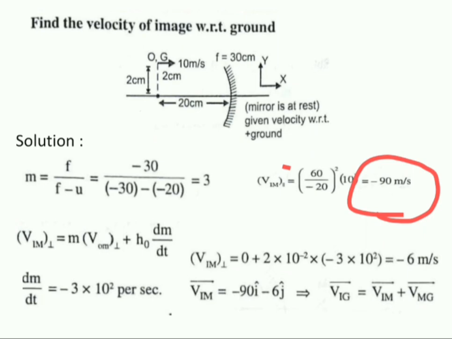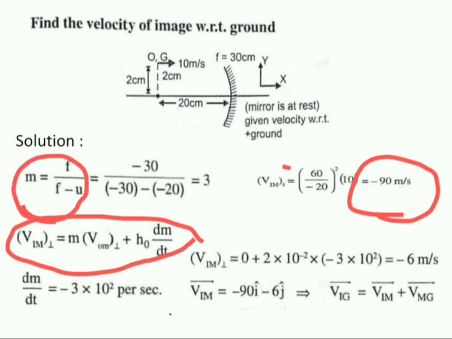Now for the y component. When you are going for the y component, the object is not on the principal axis. It is at a height of 2 centimeter from the principal axis. So what should be the value of h naught? The value of h naught is 2 centimeter. So h naught value we know, m value is 3. Now I am making use of this formula. I told you to calculate this value of dm by dt. dm by dt is obtained by differentiating this relation. Differentiate the relation and then substitute the value. You will get dm by dt as minus 3 into 10 power 2 per second. And the m value is already 3.